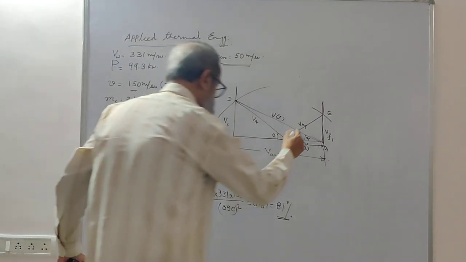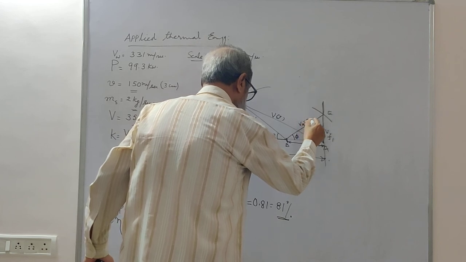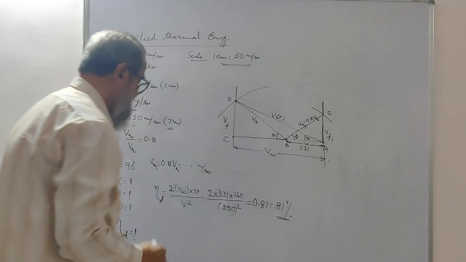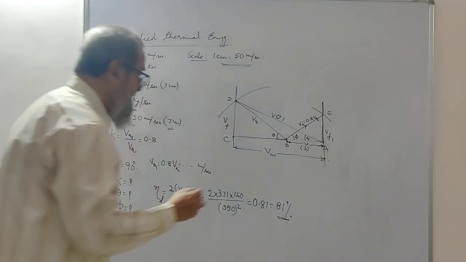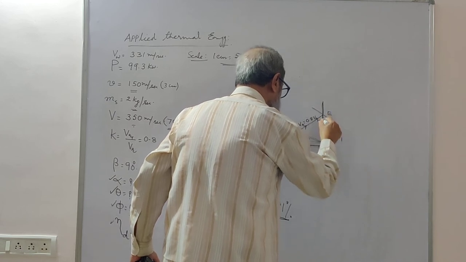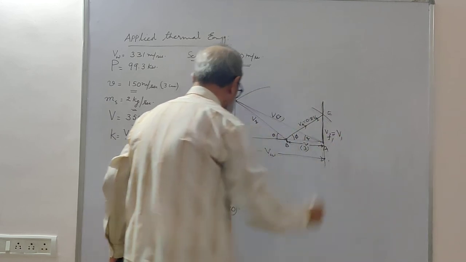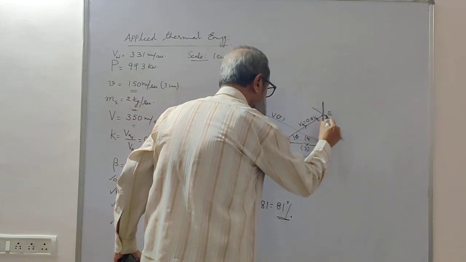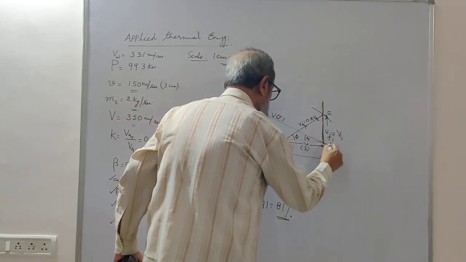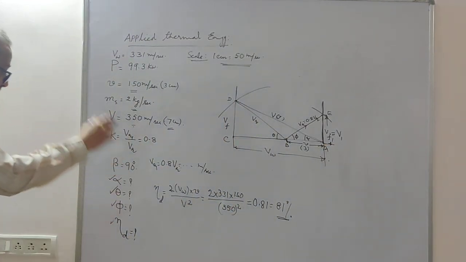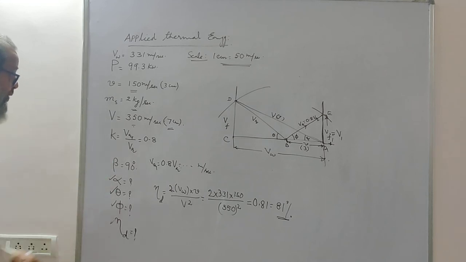This Vr1 is 0.8 times Vr. So this is how it is to be done. Vf1 and V1 are same here. This line AE represents both Vf1 and V1. Okay, I hope you have followed me. So you got all these quantities which you wanted.